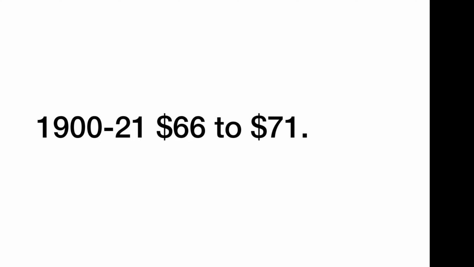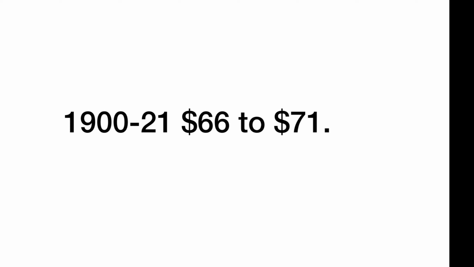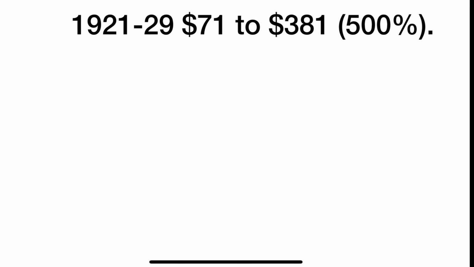In one of his speeches, Warren Buffett explained the scenario of the stock market and its relation to the gross domestic product. From 1900 to 1921, the Dow went from 66 to 71 in 20 years, and from 1921 to 1929, the Dow went from 71 to 381, which is about a 500% increase. Then from 1929 to 1948, the Dow went from 381 to 180, so it was cut in half.